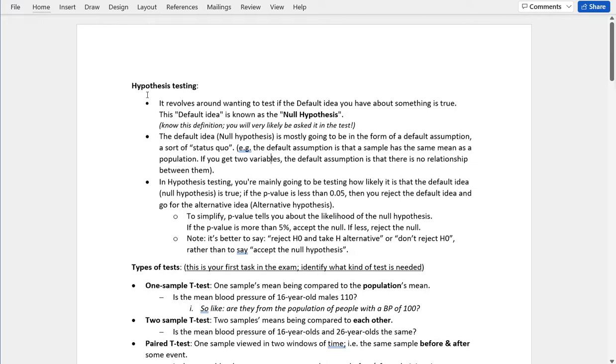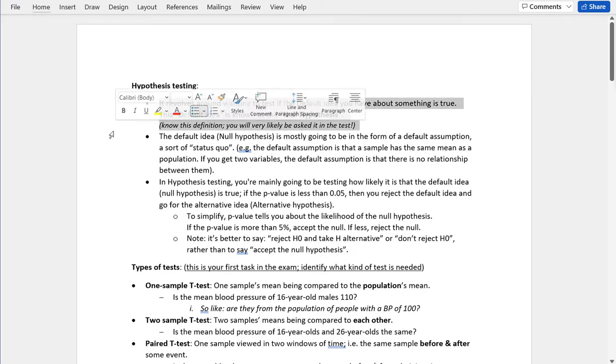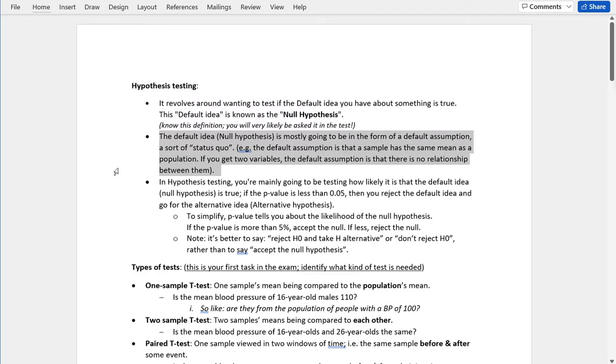But so far we are going smoothly. We have defined what the null hypothesis is, defined a bit more what it is, and given examples. And like we said, in hypothesis testing, you're mainly going to be testing how likely it is that the default idea, the null hypothesis, is true. If the p-value in this test, and you'll see what I mean in a bit, when we get to Excel, you'll understand this more.